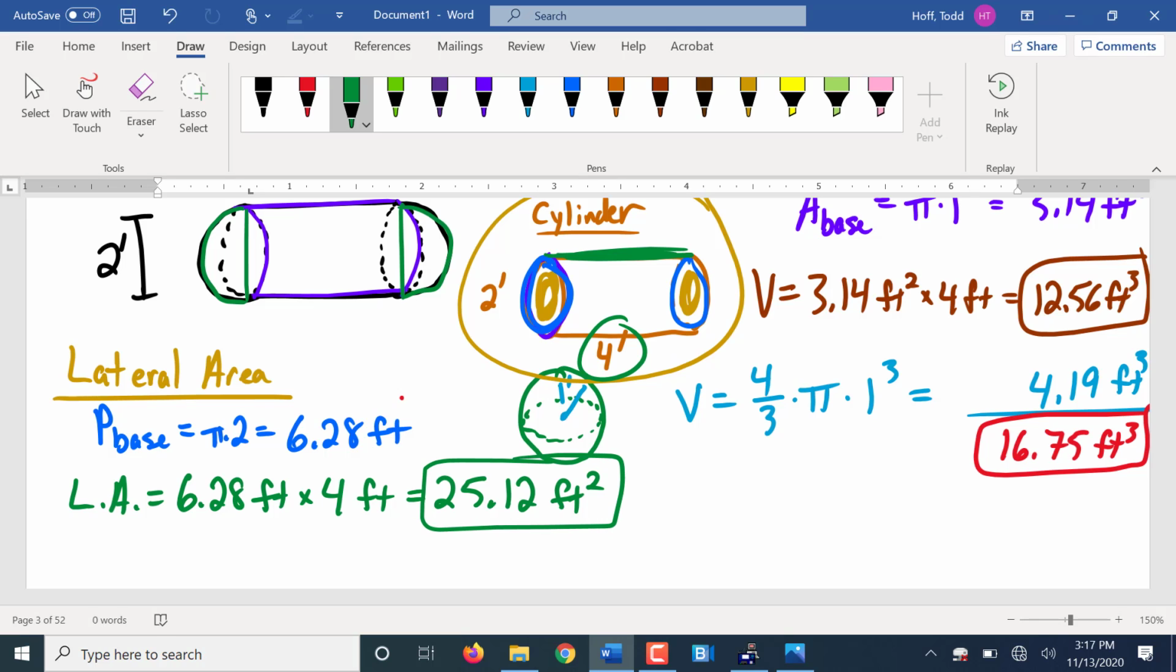Do I have to divide by 2? No. If I unrolled this, it would be a rectangle. It doesn't come to a point or anything like that. So that is the lateral area of the cylinder.